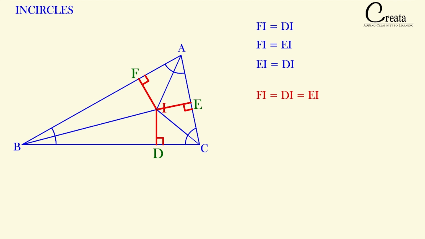So can we draw a circle with center as I, that is the incenter, and the radius as IE, IF and ID? Okay, got it. This circle is known as the incircle, and IE, ID and IF are known as the inradius. The incircle touches the three sides of the triangle and it is inside the triangle. This is a very important concept. So we have covered incircle, inradius and incenter.